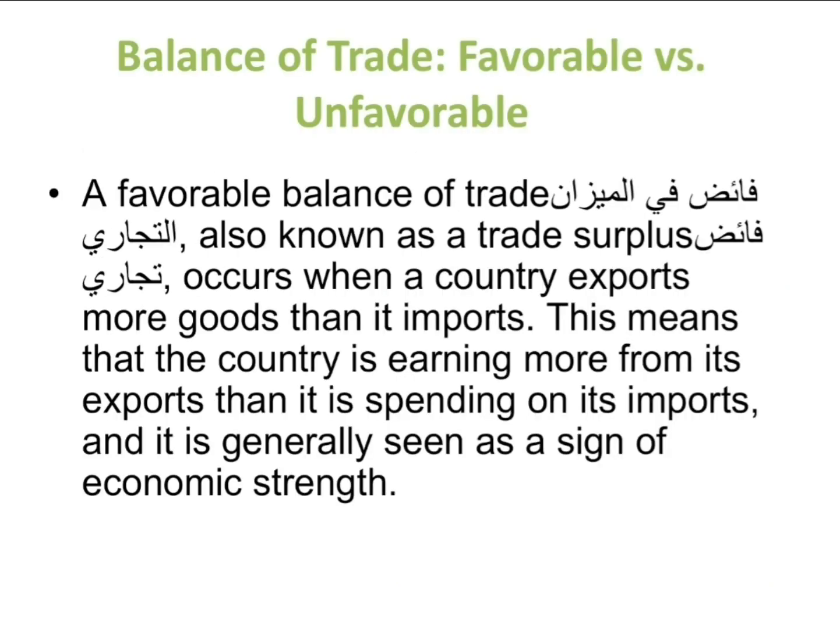So what do we mean by favorable balance of trade or unfavorable balance of trade? First, a favorable balance of trade, also known as a trade surplus, occurs when a country exports more goods than it imports. This means that the country is earning more from its exports than it is spending on its imports, and it is generally seen as a sign of economic strength.